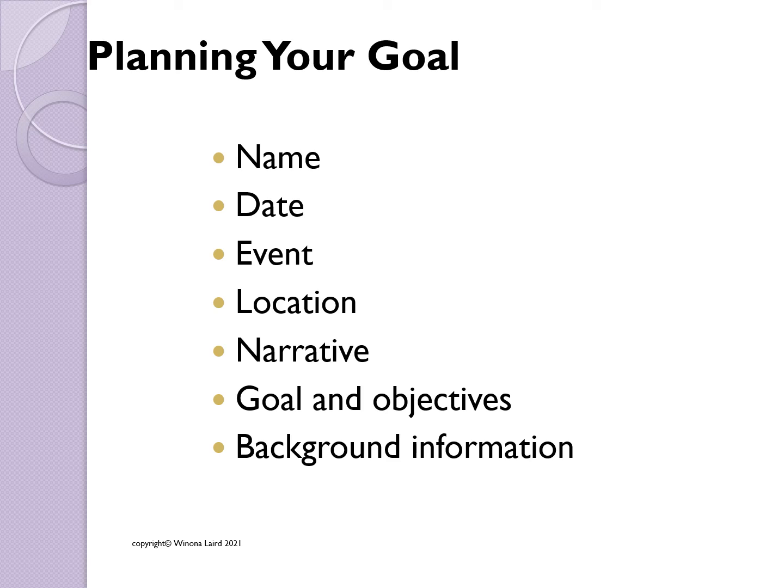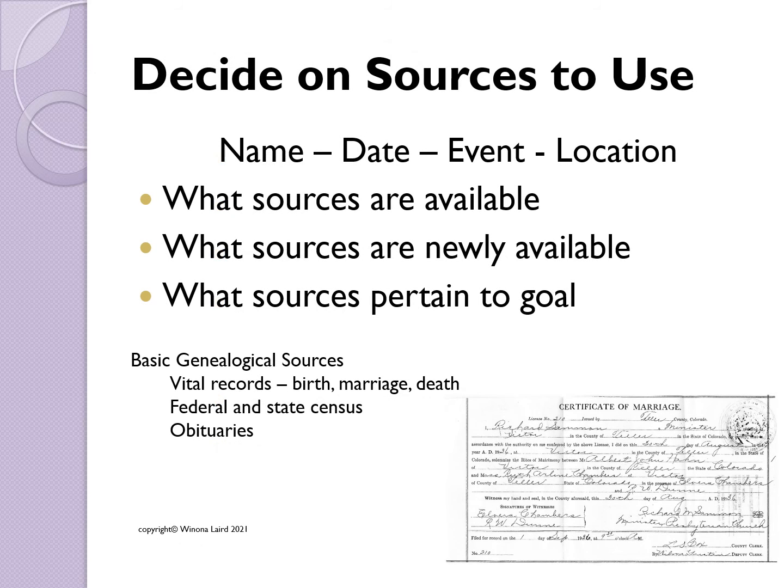You need a name for the event, but only one event per goal. Location, look for where this event took place. You want some history of the family or person and location and time. Remember, now's the time to put it on your to-do list. Once you have decided on the event that you're going to research, decide on what sources you need to use. Find what sources are available. Make a list of these sources. What sources are available online or offline? Look for any new available sources that might help you reach your goal.